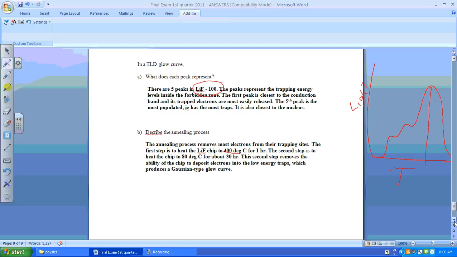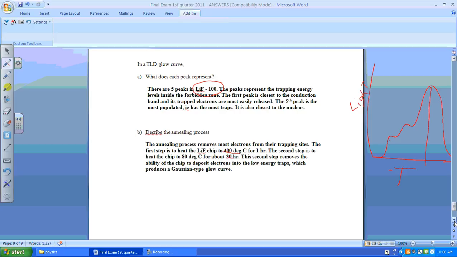First step is the high temperature oven. That's the 400 degrees C. You put it in there for 1 hour. That releases most of the electrons. And the second step, you heat the chip to 80 degrees C for about 30 hours. So you leave that overnight. And that removes the ability of the chip to deposit electrons into low energy. So it puts the chip in a certain state.